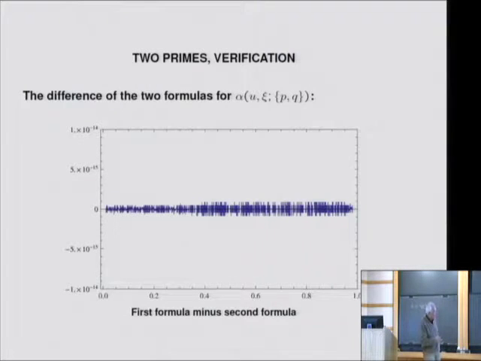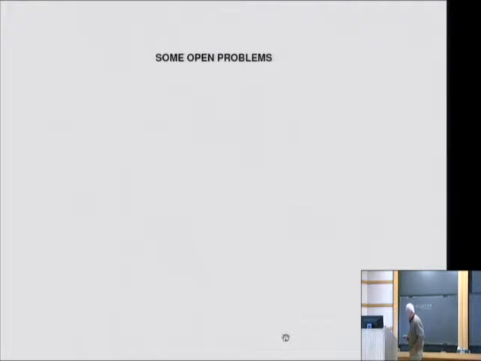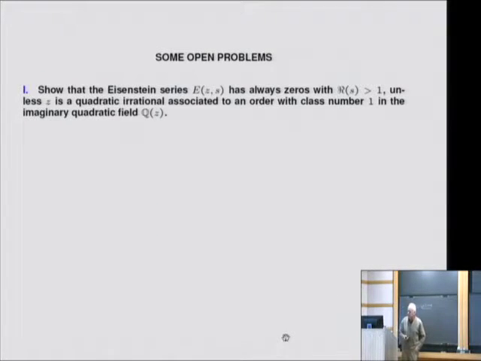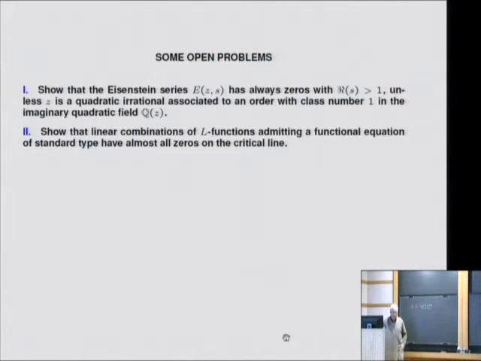Okay, so the conclusion, open problems. I'd like to see the proof that the Eisenstein series has zeros with real part greater than one, unless z is a quadratic irrational associated to an order with class number one. I would like to show that. And to show that really, as soon as you have a functional equation, almost all zeros are on the line. That's a tough one.